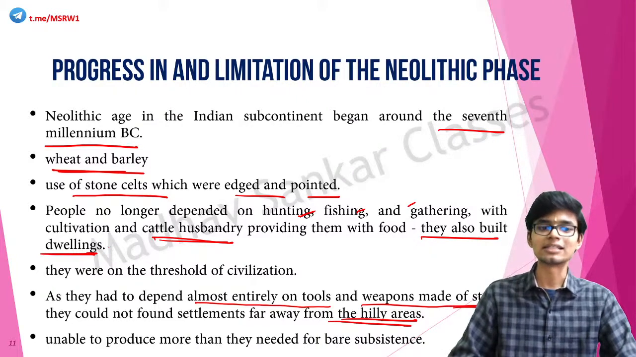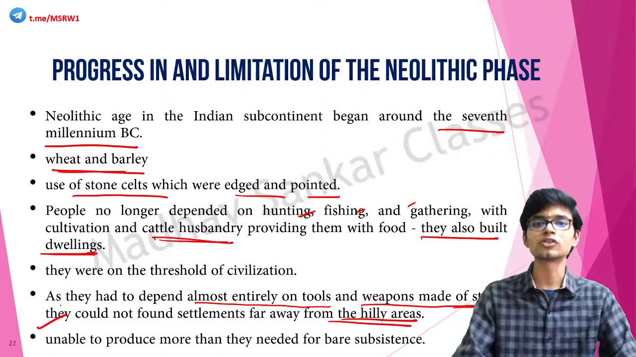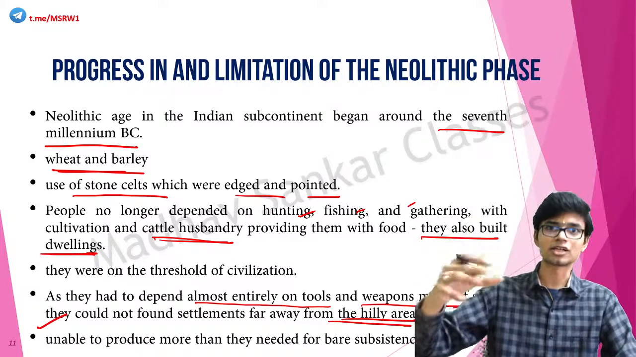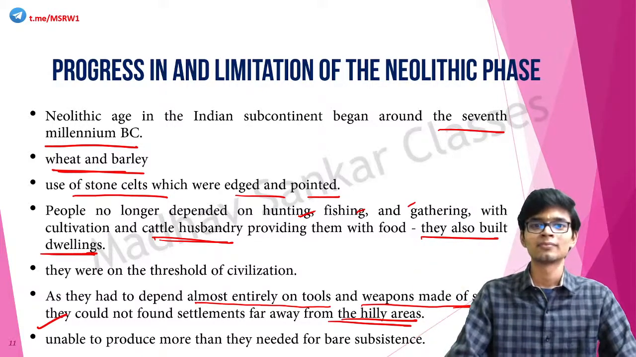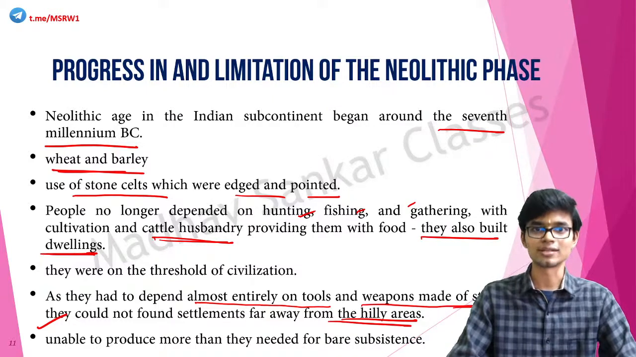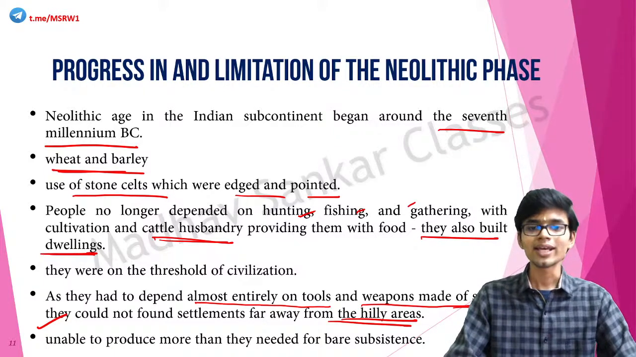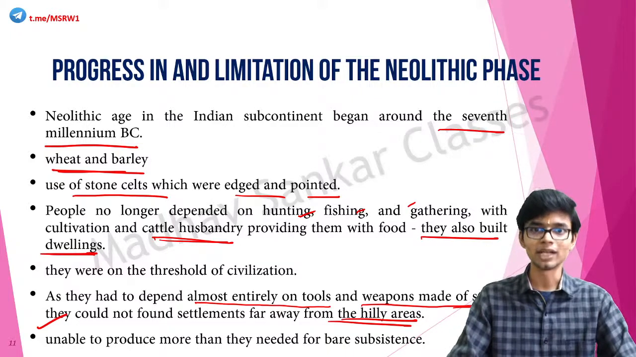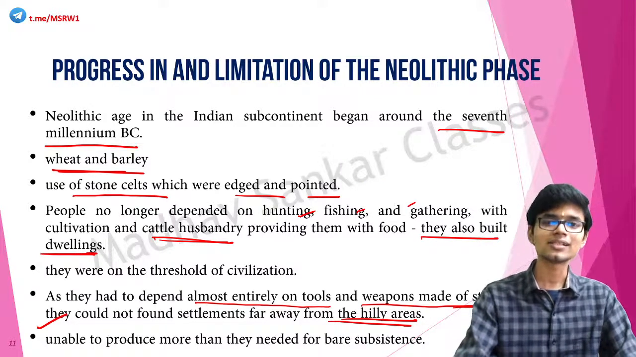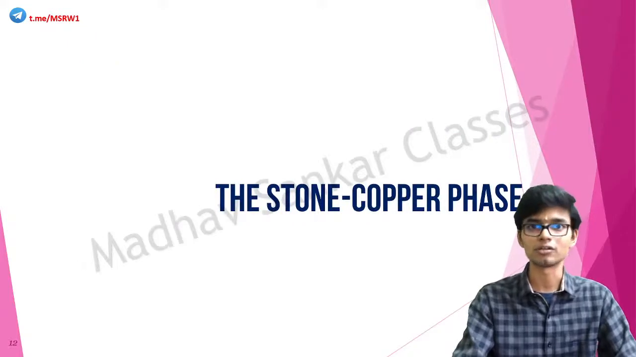Another important limitation is that they could not produce more than what is required for subsistence. Despite having all these achievements in the field of agriculture, still agriculture was based on subsistence. They couldn't make surplus, which means they couldn't commercialize agriculture. So agriculture was for bare minimum subsistence. So this is a very brief overview of Stone Age according to the old NCERT textbook.